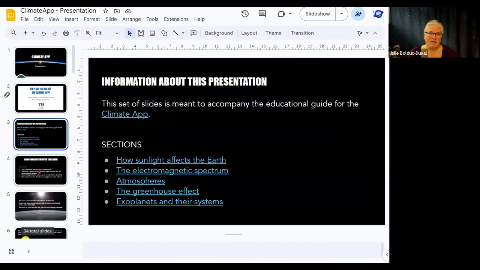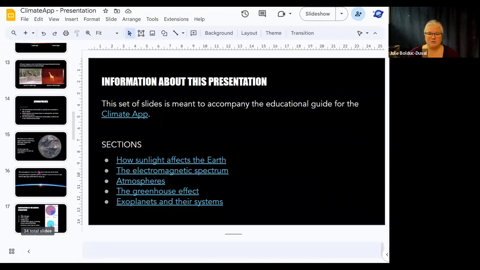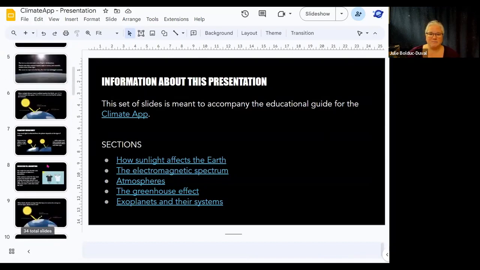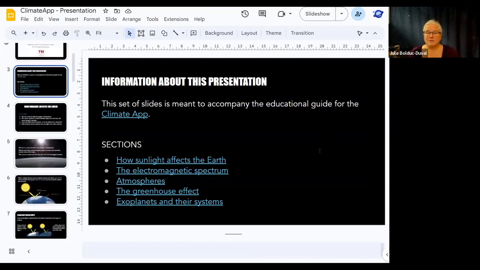And this isn't meant to be a series of slides that you show in its entirety to your students. It's meant to cover all the concepts you need to understand before you can fully use the ClimateApp. But depending on the level of your students, some of it might be obvious, or you might not feel the need to show the slides.